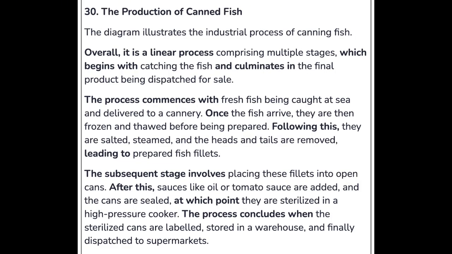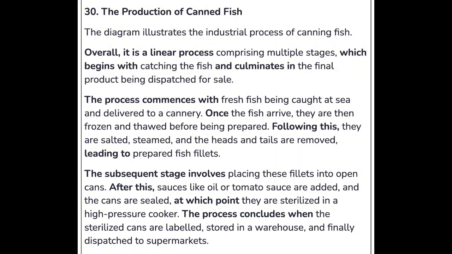30. The production of canned fish. The diagram illustrates the industrial process of canning fish. Overall, it is a linear process comprising multiple stages, which begins with catching the fish and culminates in the final product being dispatched for sale.